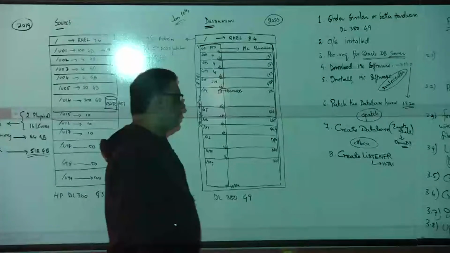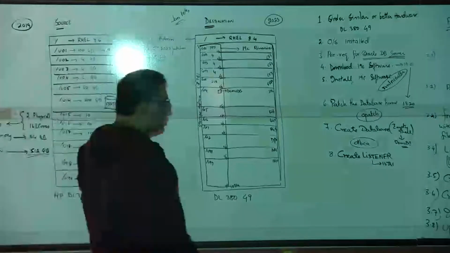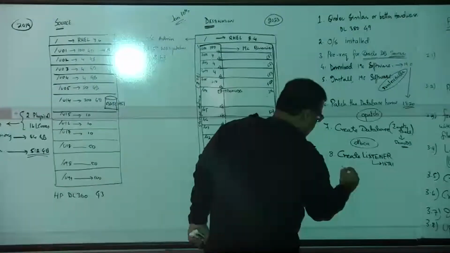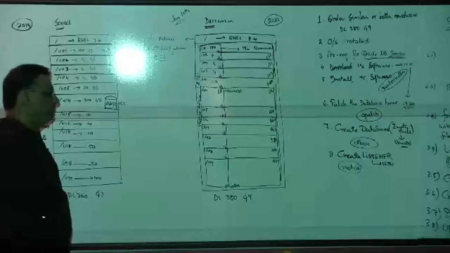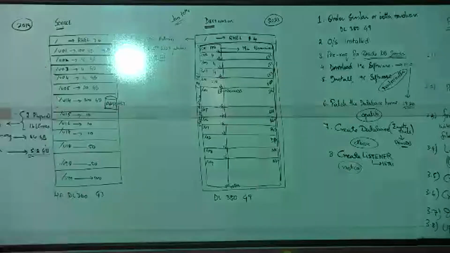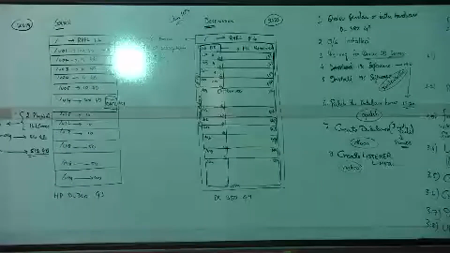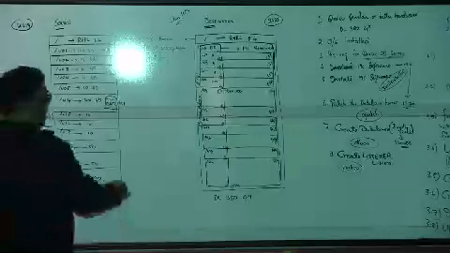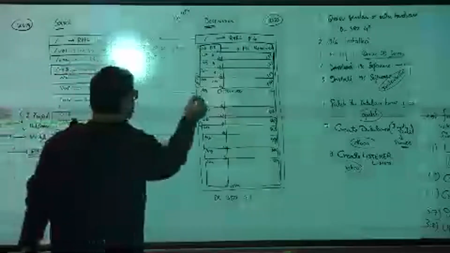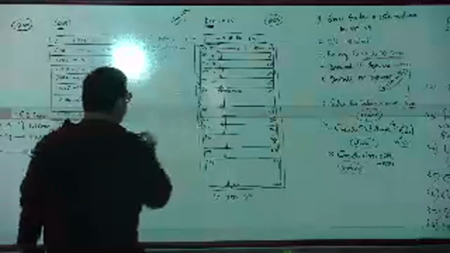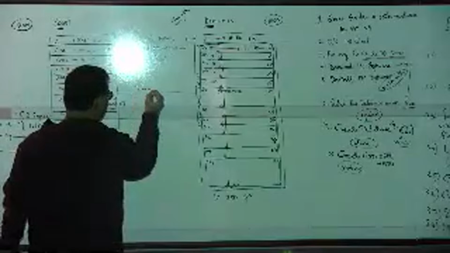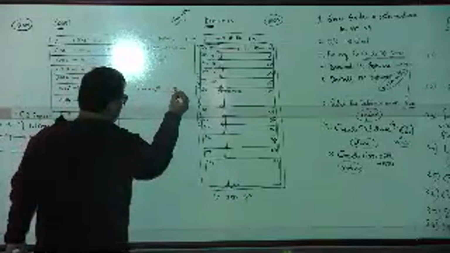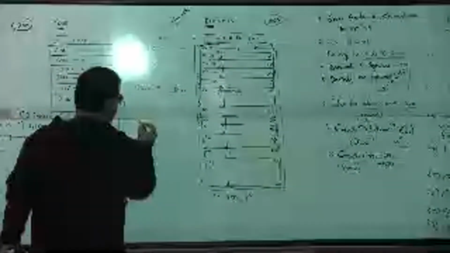How do you create a listener? Which utility do you use? Using Netca, I created the listener. Anything missing? We need to make sure that we have the tunnel between the servers, right? So the firewall is open between the servers.